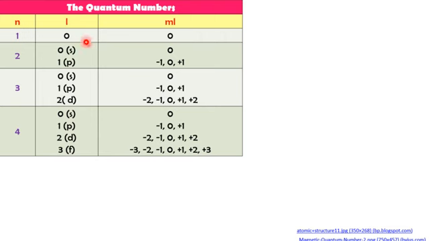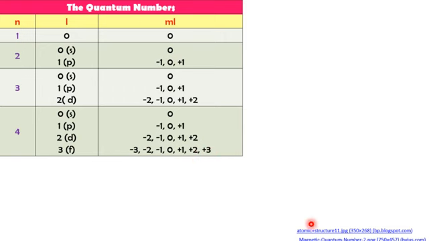As you see, if L is equal to 0, ML is equal to 0. Meaning to say, there are equivalent values of L and ML to each other. If L is equal to 1, the values of ML increase and there are 3: negative 1, 0, and positive 1. If L is equal to 2, the values of ML are negative 2, negative 1, 0, positive 1, positive 2. If L is equal to 3, the values of ML are negative 3, negative 2, negative 1, 0, positive 1, positive 2, positive 3.